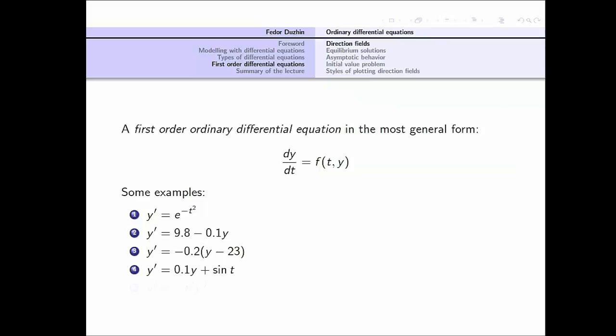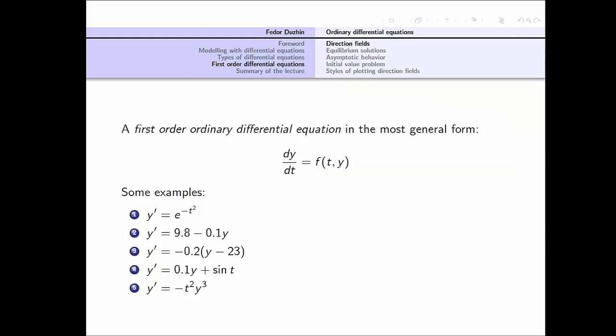As long as the right-hand side does not contain, say, the second derivative of the unknown function, or the unknown function evaluated at some other point, or some integrals of the unknown function, or whatever. So as long as it relates y prime of t, y of t, and t, it is fine. It is a first order ordinary differential equation.